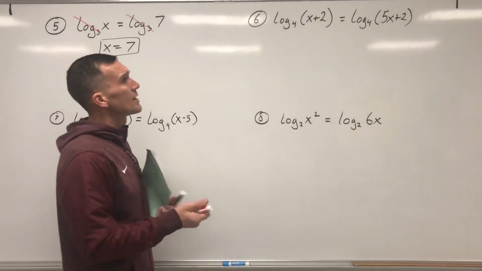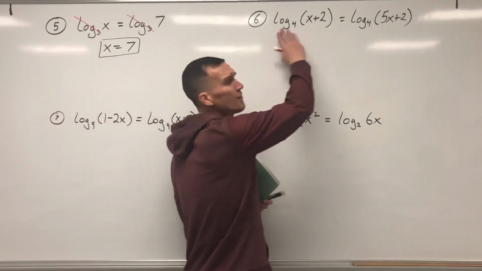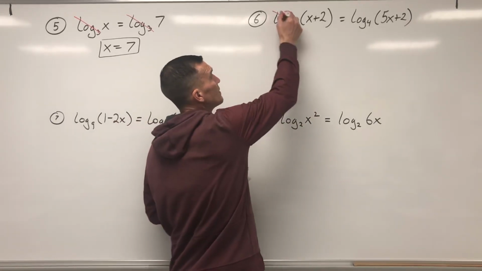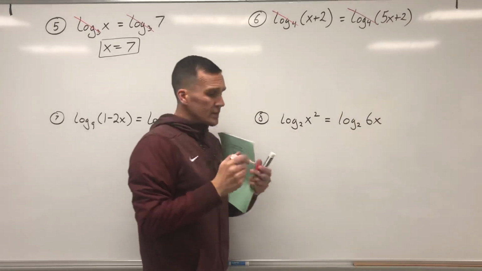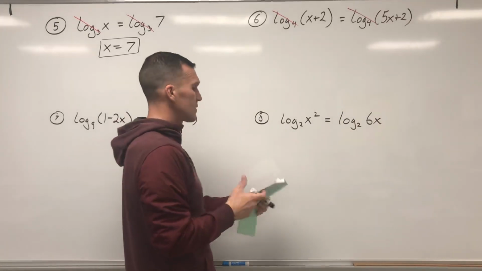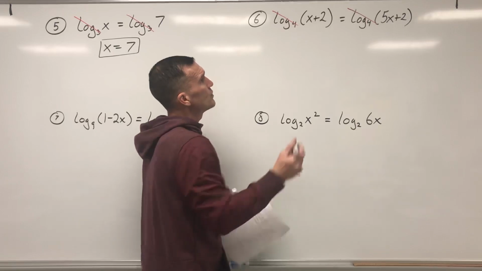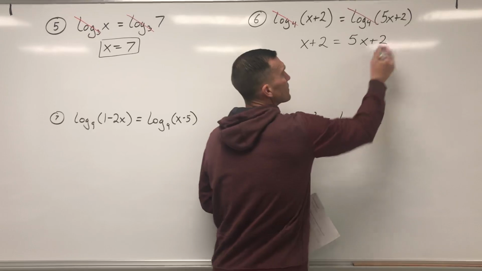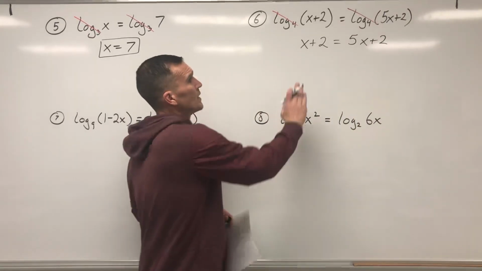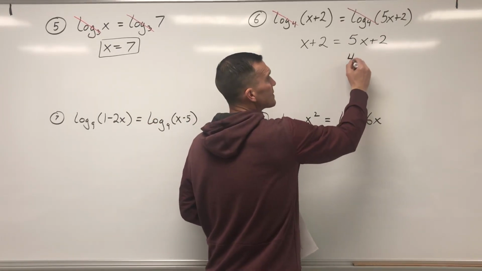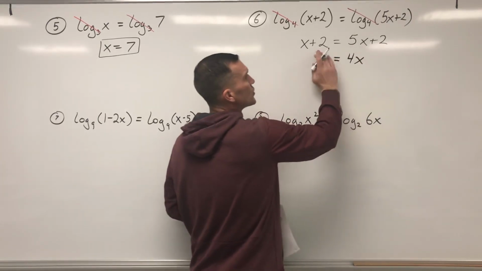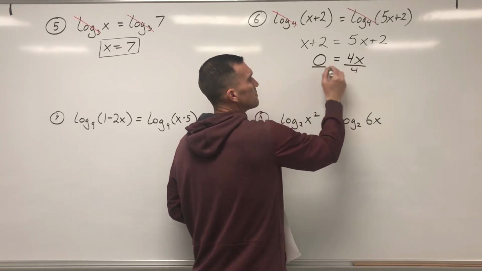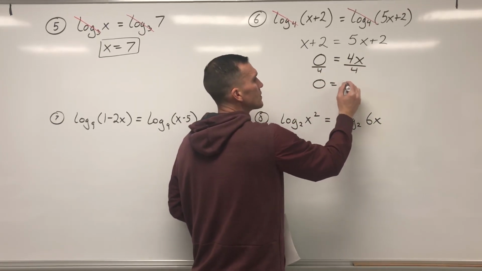Number 6, very similar. In number 6, you'll see that you have a log base 4 on the left and a log base 4 on the right. You can simply disregard them in this scenario and set the arguments equal to each other. So when we do this, we have x plus 2 is equal to 5x plus 2. And we'll solve like normal. I'll minus x on both sides. I'll minus 2 on both sides. And I'll divide by 4 to get 0 is equal to x.